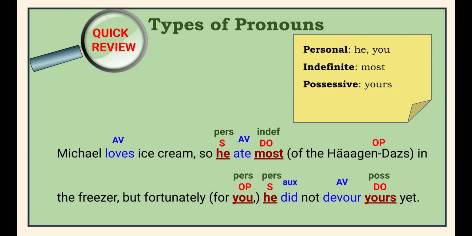Our next pronoun is you. It's also a personal pronoun, and this one does serve as the object of the preposition for. The last pronoun in the sentence is yours. It's a possessive pronoun, and it serves the function of the direct object for the action verb devour.